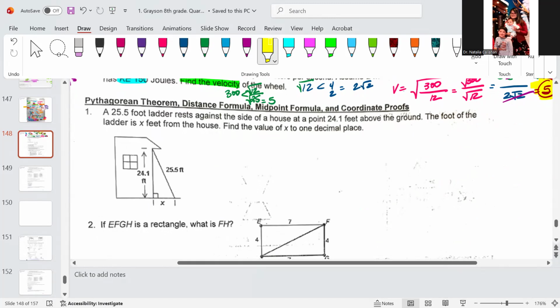Go ahead. What are we finding here? Find the value of x to one decimal place. So that's like 2.4 or 2.8, right? Just one tenth of a place, right? So this is what we're trying to find, x, right? Okay. Right angles right there. Pythagorean theorem is what? A squared plus b squared equals c squared. Okay, c squared is gonna be the longest side. Which one's the longest side of this triangle?